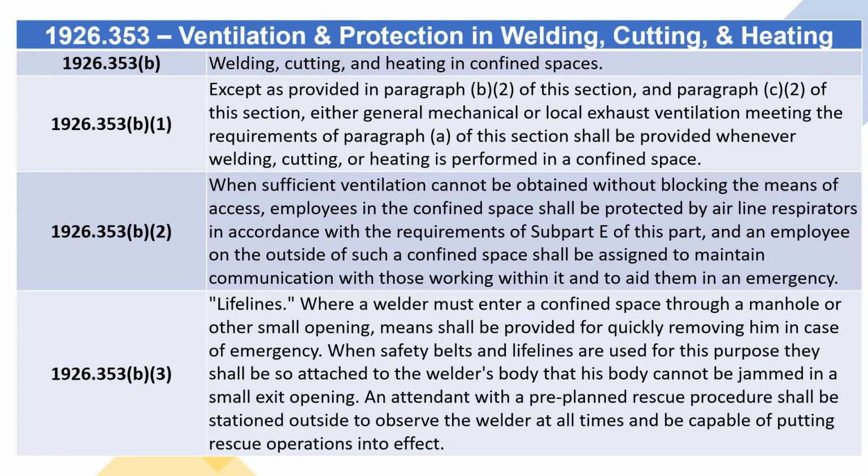B. Welding, cutting, and heating in confined spaces. B.1. Except as provided in paragraph B.2 of this section and paragraph C.2 of this section, either general mechanical or local exhaust ventilation meeting the requirements of paragraph A of this section shall be provided whenever welding, cutting, or heating is performed in a confined space.